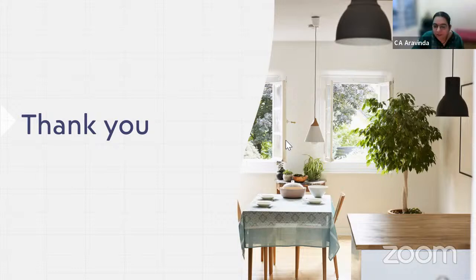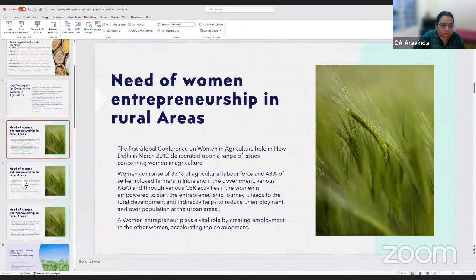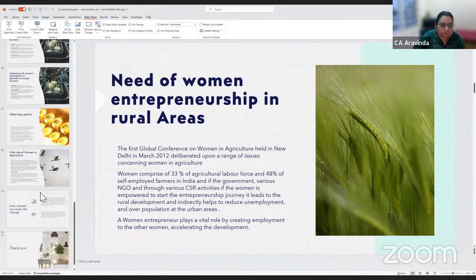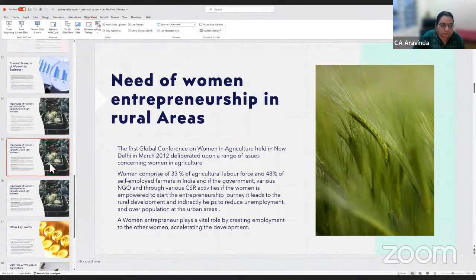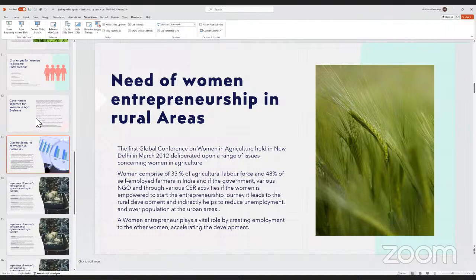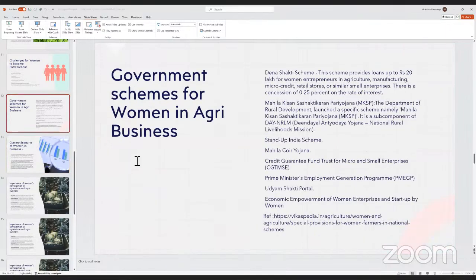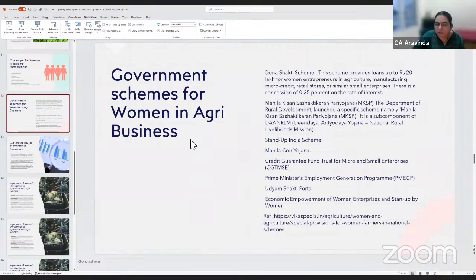Regarding the eligibility criteria for any scheme, it depends upon the nature of the produce or the nature of the business which you intend to do. So these are some of the schemes which can help you get funds through the government banks.